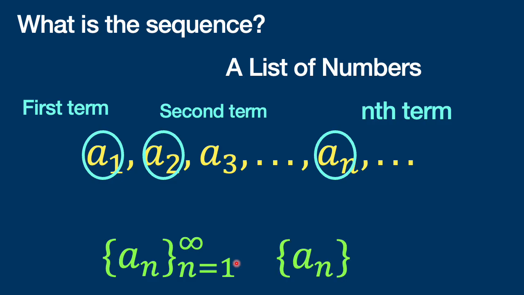Another way to write a sequence is set notation, with n starting at 1 to infinity. So simply we write set notation {an}, and we assume n starts at 1.